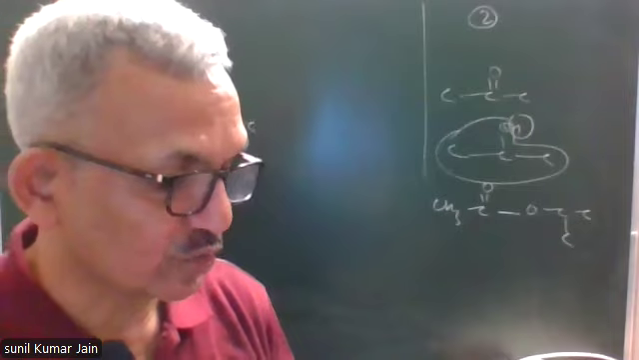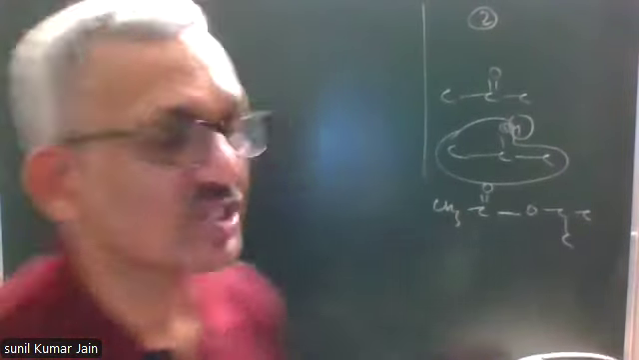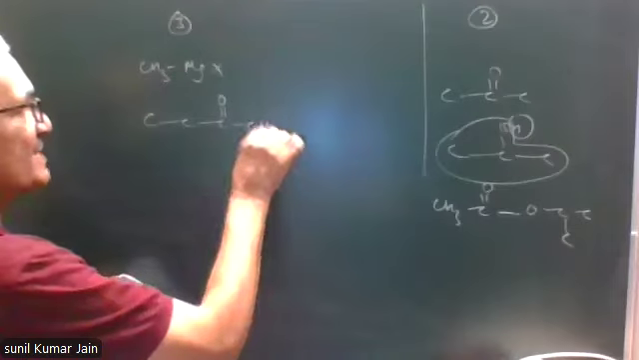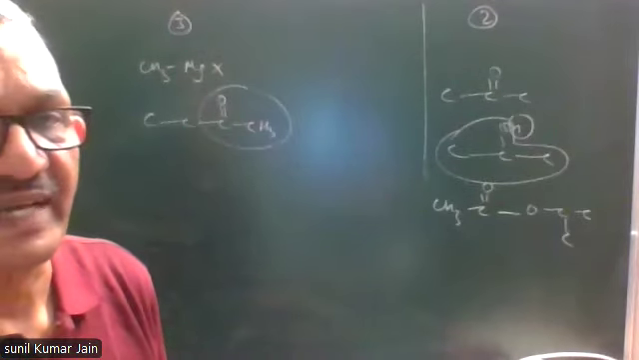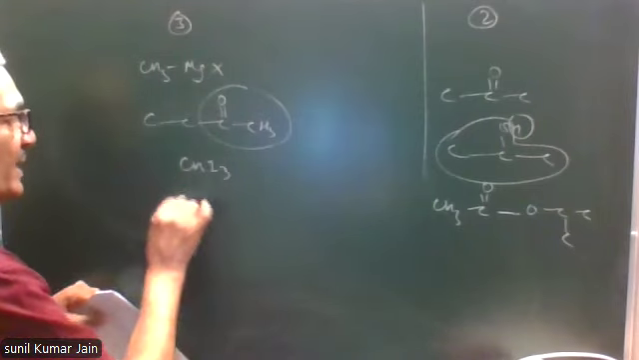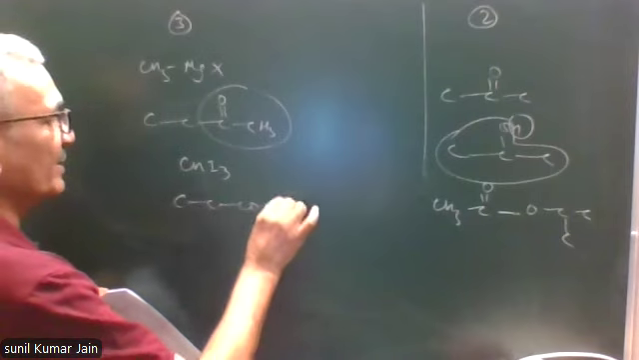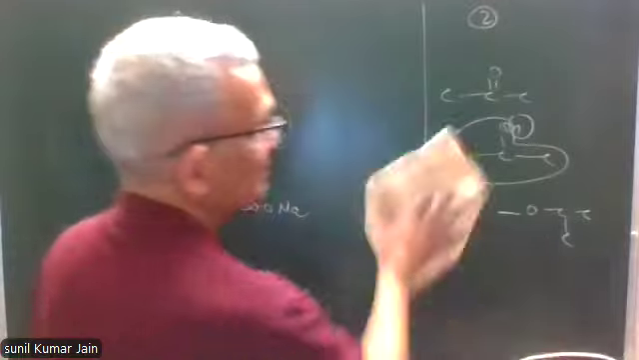Now, this ketone is further reacted with iodine and NaOH. This is the iodoform test. You can see 2-butanone has the required group for iodoform. So this on reaction with iodine and NaOH will give iodoform and sodium propanoate. Sodium propanoate is the second product.